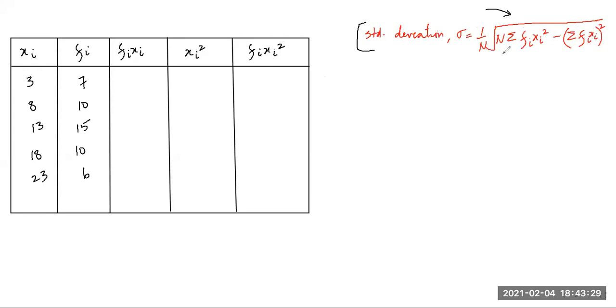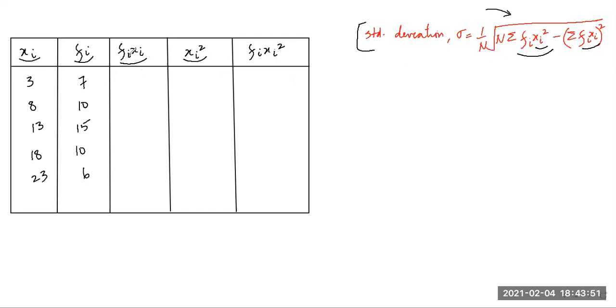So here students, what all we need, xi and fi is given, right? So we need fi xi. So we will make a column for fi xi. Then we need xi square. We'll make a column for xi square. And then we need xi square multiplied by fi. So I've done that also.